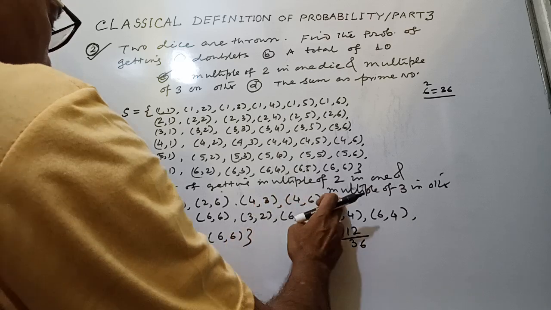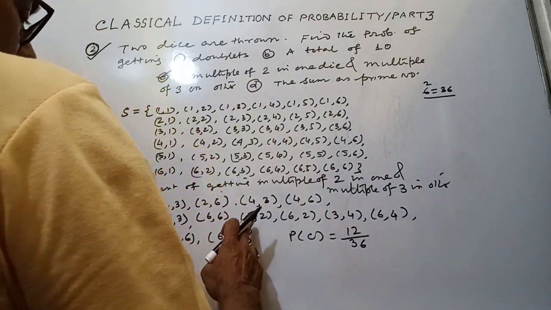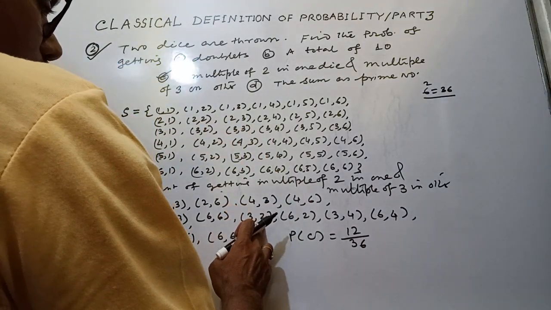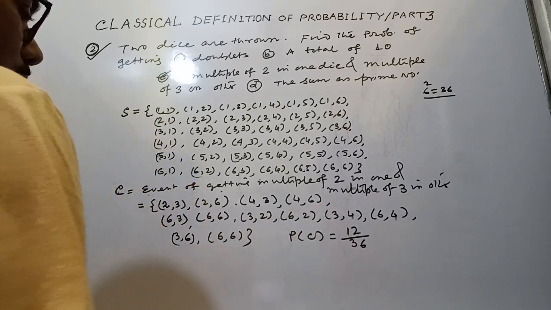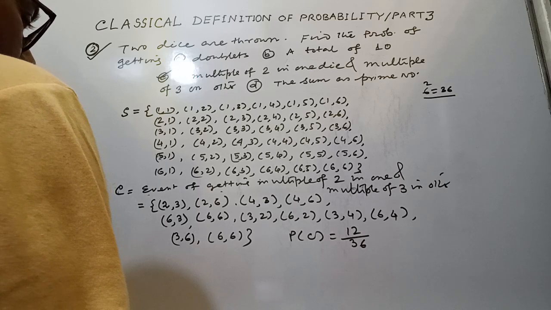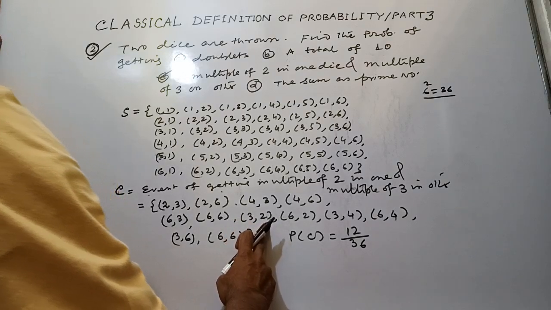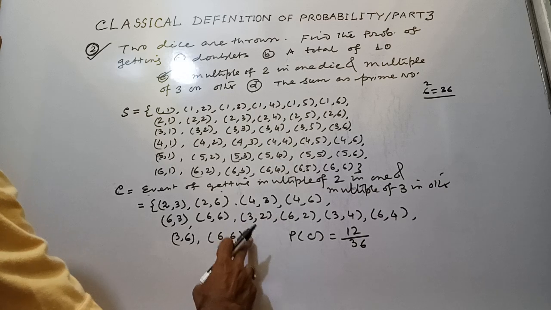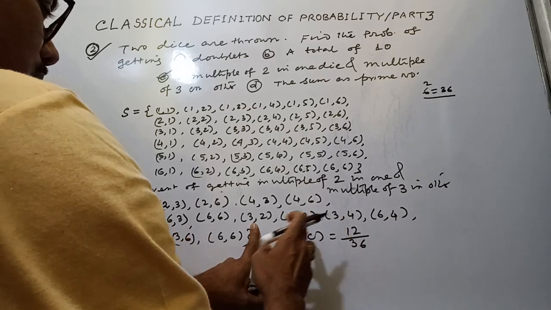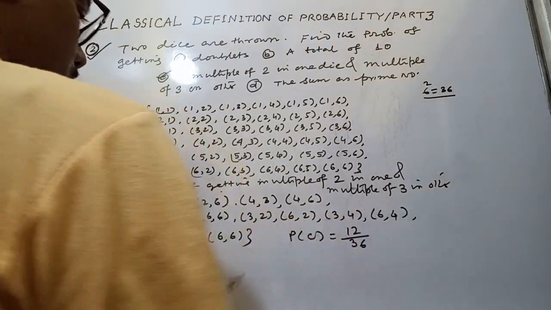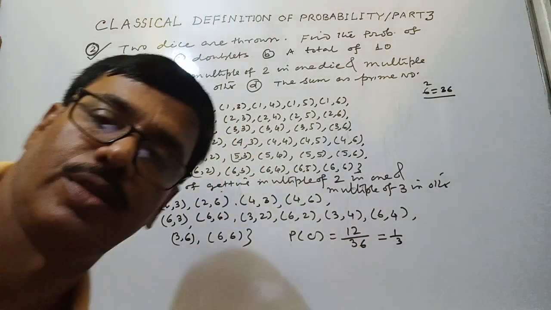2-3, 2-6, 4-3, 4-6, 6-3, 6-6. Then multiple of 3 in the first die: 3-2, 3-4, 3-6, and 6-2, 6-4, 6-6. So this is 1 by 3.